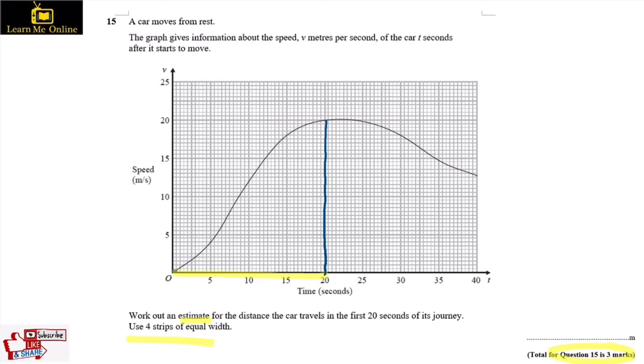Because there are 4 strips, you need to equally divide them. So the first strip would be at 5. The next strip would be at 10. The other one would be at 15. And the last one would be at 20.